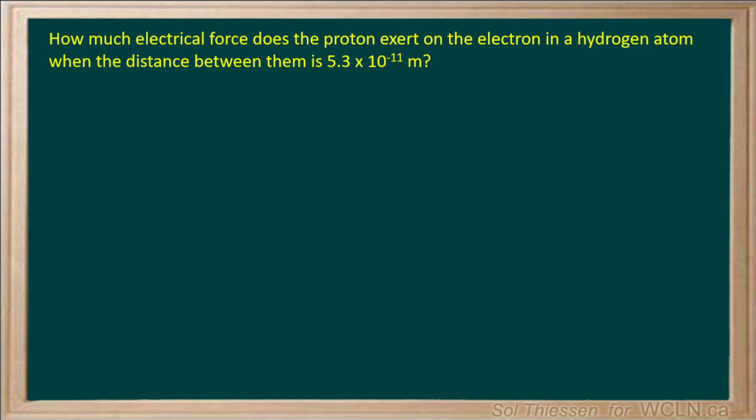Coulomb's Law tells us that the electrical force between two charged bodies is equal to the Coulomb constant, K, times the charge on one object, times the charge on the other object, divided by the distance between them squared. So we know the value of K, it's a constant. It's approximately 9 times 10 to the power of 9 Newton meters squared per Coulomb squared.